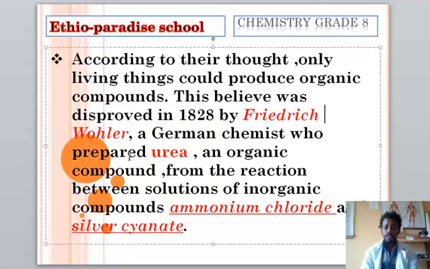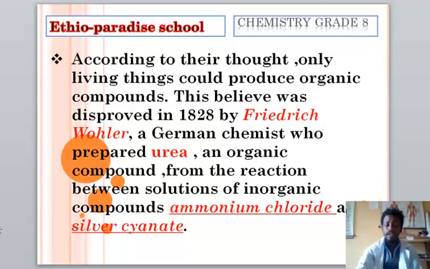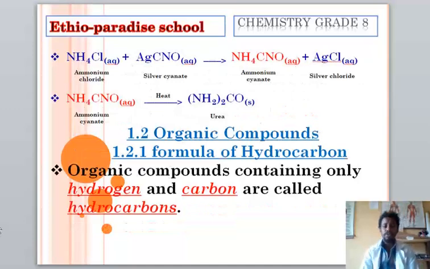These are ammonium chloride and silver cyanide. These two compounds are inorganic compounds, but when they react, they produce urea. We can see the chemical equation here. As you see, there is ammonium chloride plus silver cyanide. When these two inorganic compounds react, they form ammonium cyanide and silver chloride.